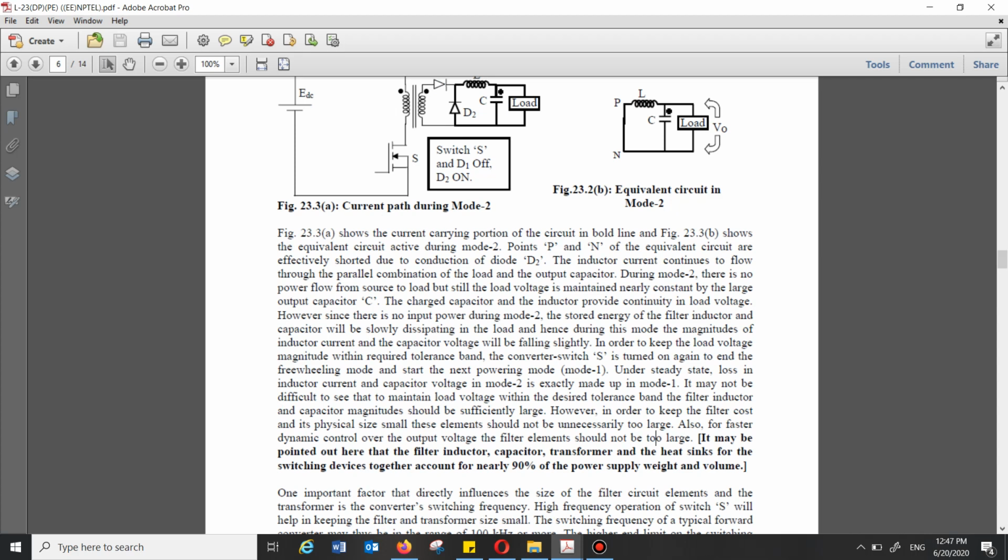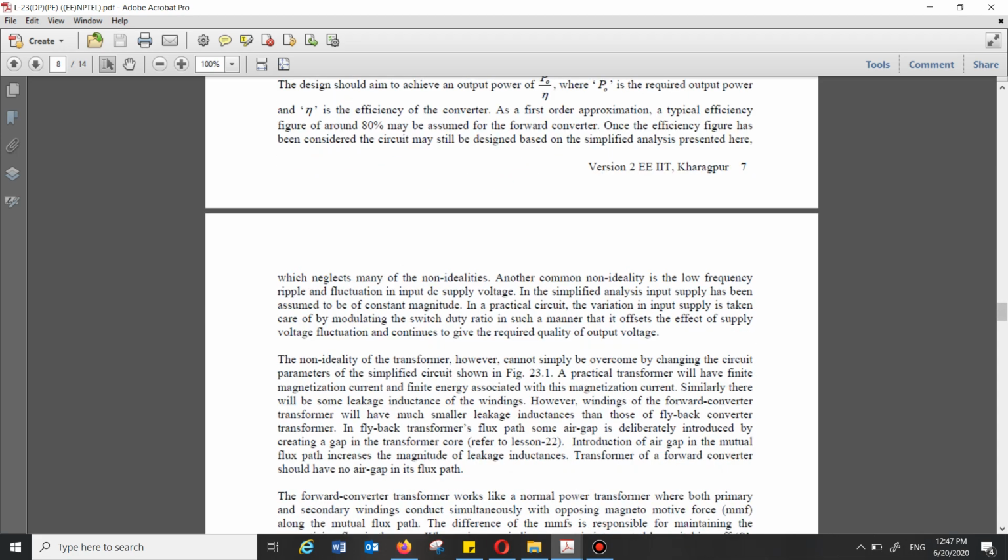It may be pointed out here that the filter inductor, capacitor, transformer, and heat sinks for the switching devices together account for nearly 80% of the power supply weight and volume. Yeah, these are actually the main components which cover most of the weight and volume, usually covered by the inductor, capacitor, and transformer. Heat sinks are another part.